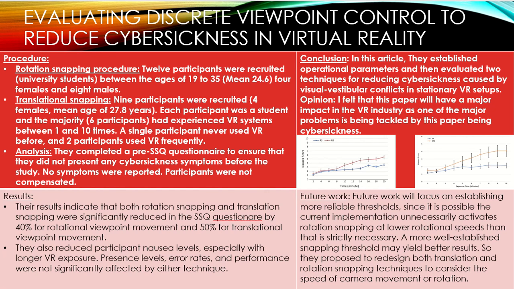For future work, they will be focusing on establishing a more reliable threshold, since it is possible the current implementation unnecessarily activates rotational snapping at a lower rotational speed than is strictly needed. A more well-established snapping threshold may yield better results, so they proposed to redesign both translational and rotational snapping techniques to consider the speed of camera movement or rotation.